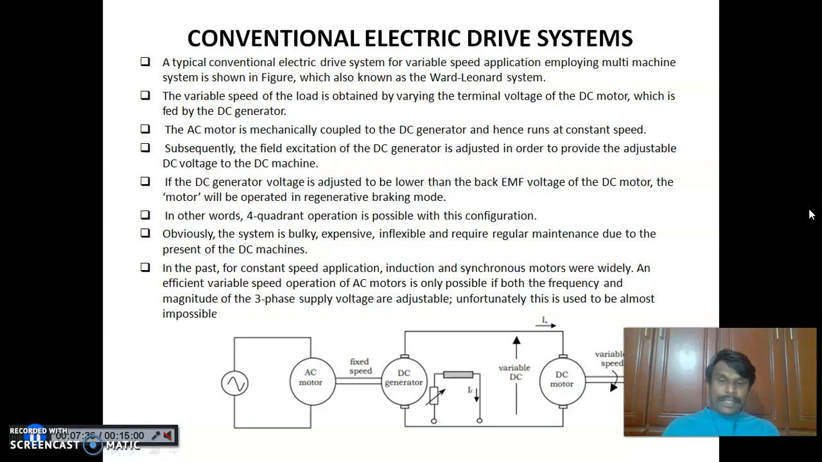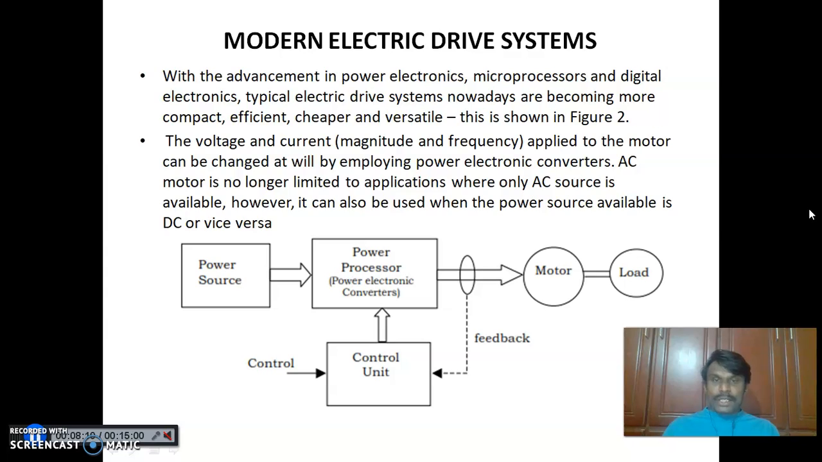But there are drawbacks. It is bulky. The conversion from AC to DC and DC back to variable speed makes it a very expensive system. It lacks flexibility and requires regular maintenance due to the presence of DC machines, that is, the DC generator and the DC motor. So the drawbacks are that it is bulky, expensive, inflexible, and requires regular maintenance. Due to this, we go to the modern electrical drive system.